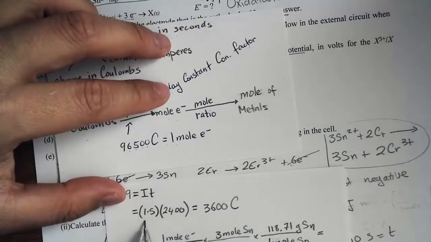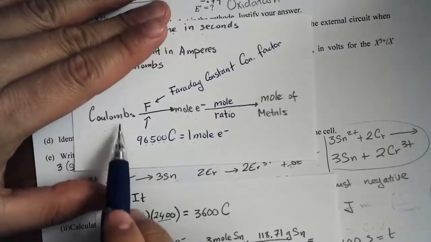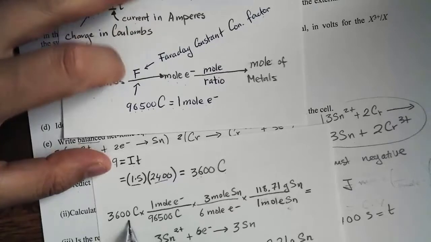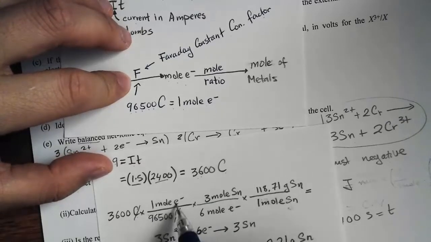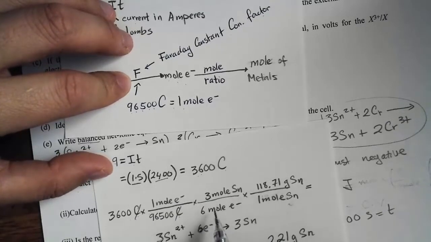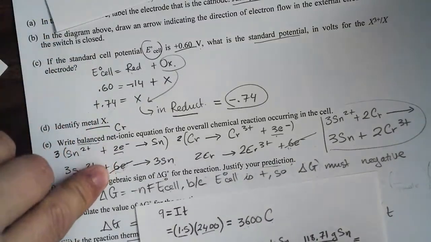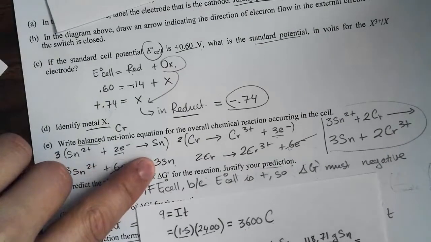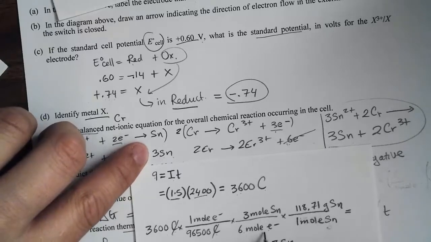Here I have Q. I solve for Q, which is just your answer here. That's your time in second. Give us 3,600 coulomb. And once I get that coulomb, I can plug this in right there. I have my coulomb times my Faraday constant conversion factor, because the coulomb on the bottom cancel out, give us moles of electron. And looking at the balanced chemical equation right here, we know that 6 moles of electrons are being transferred for every 3 moles of tin. Okay, so we know that 6 moles of electron being transferred for every 3 moles of tin.